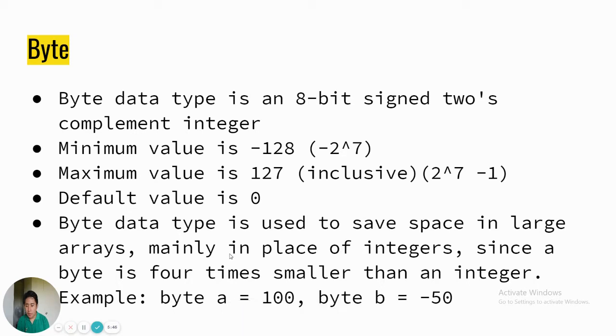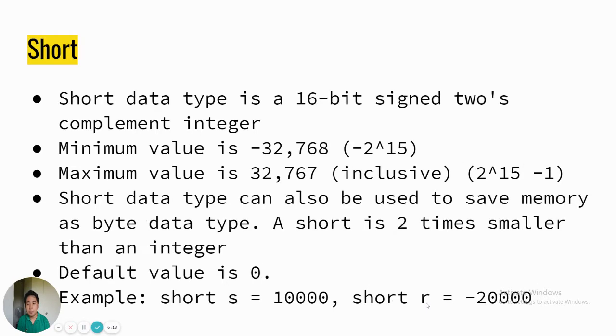An example here: byte a equals 100. Byte is the data type, a is the variable name, and 100 is the value. That's how you declare a variable. Another example: you declare the variable b. The name of the variable is b, the data type is byte, and the value is negative 50. That is byte.